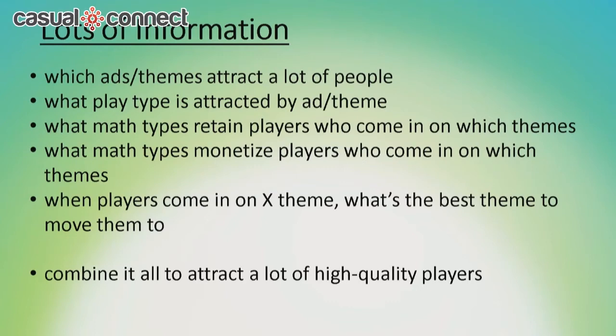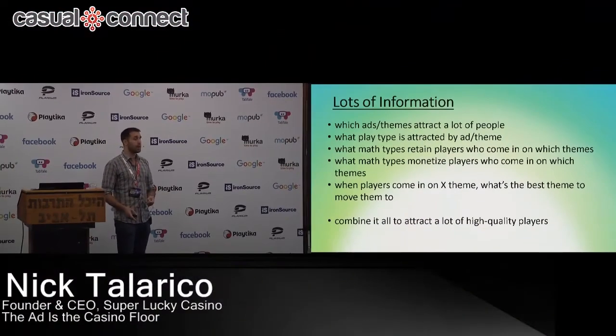Does a hardcore Egyptian theme attract someone who really wants high volatility and is potentially more of a whale, where that schoolhouse theme is better for a low volatility machine, someone who's probably going to monetize maybe $4 or $5 a month, not at the thousands of dollars a month that the high volatility players really like? What math types and in what order retain those players?